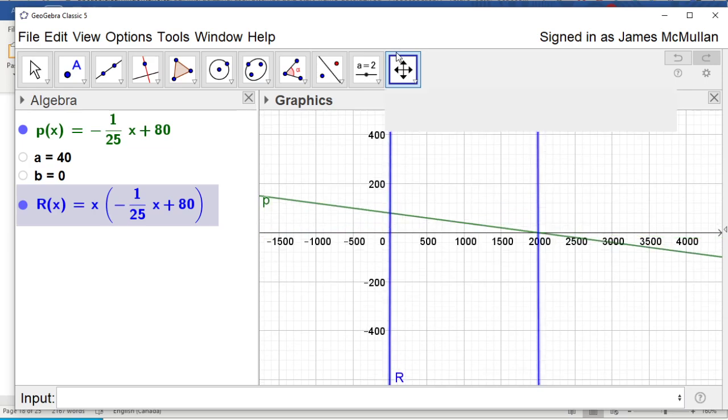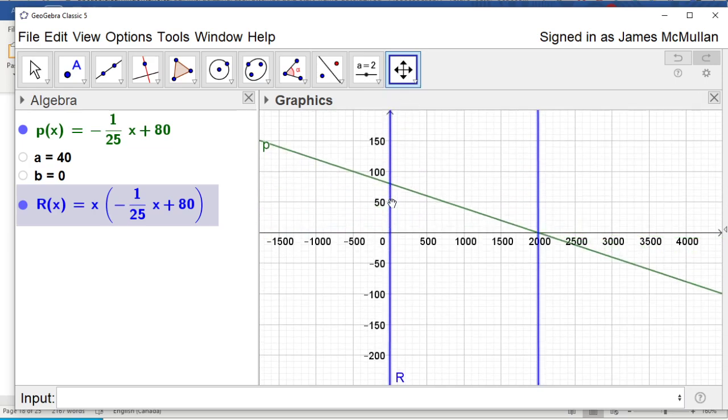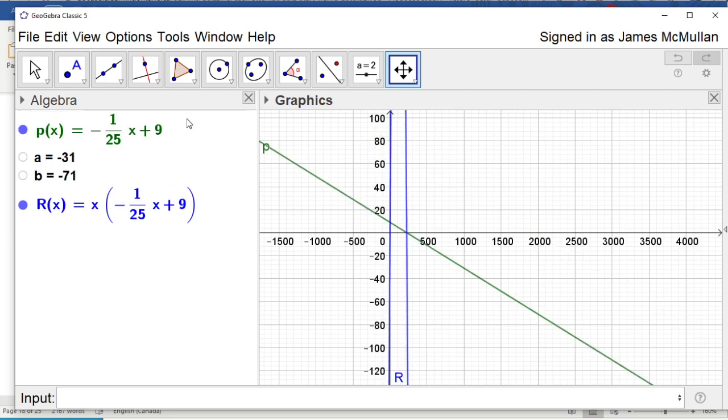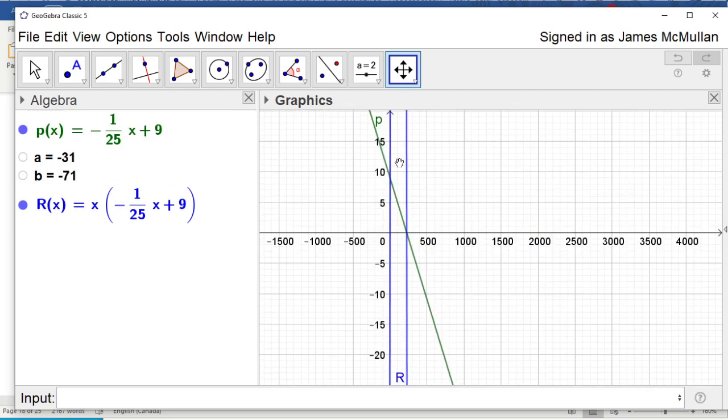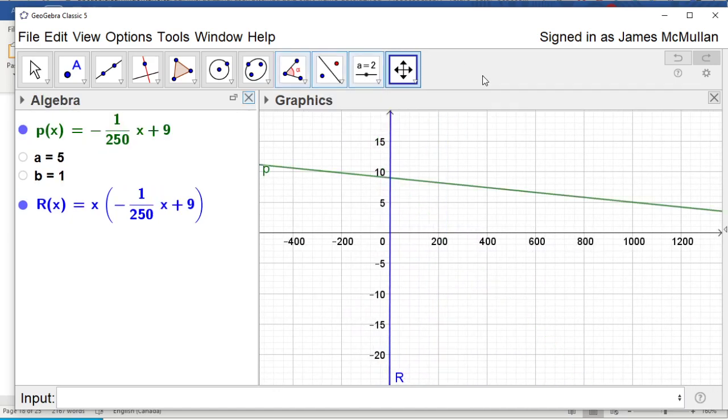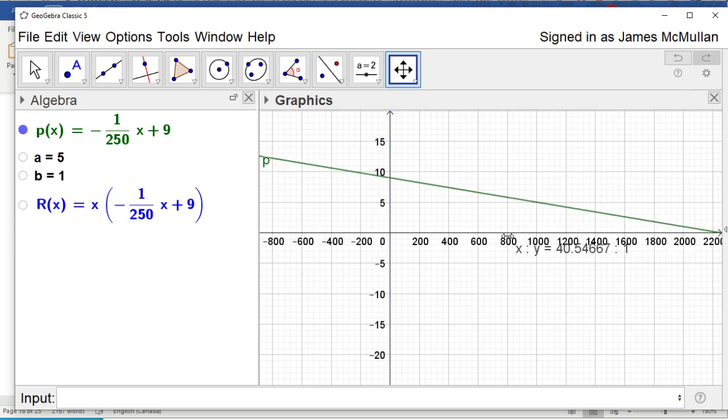So let me change my demand function a little bit. And let's say instead it was plus 9, and let's say it's 1 over 250 instead. Okay, anyway, so here's the linear demand function, right? Now let me graph the new demand function that they said.